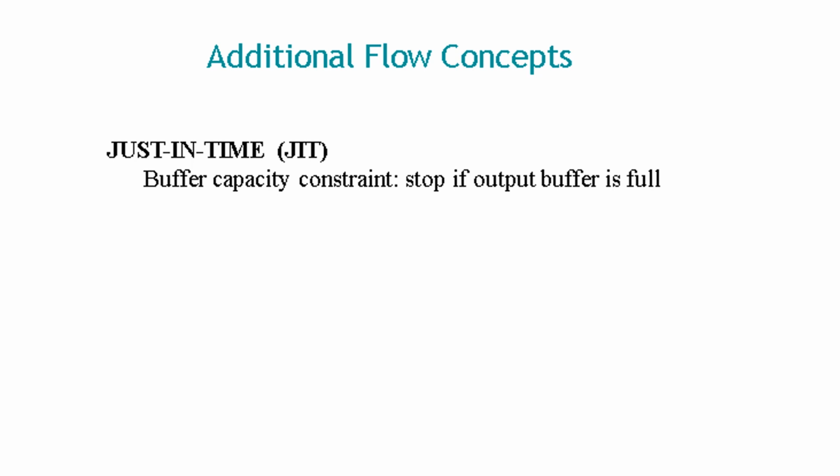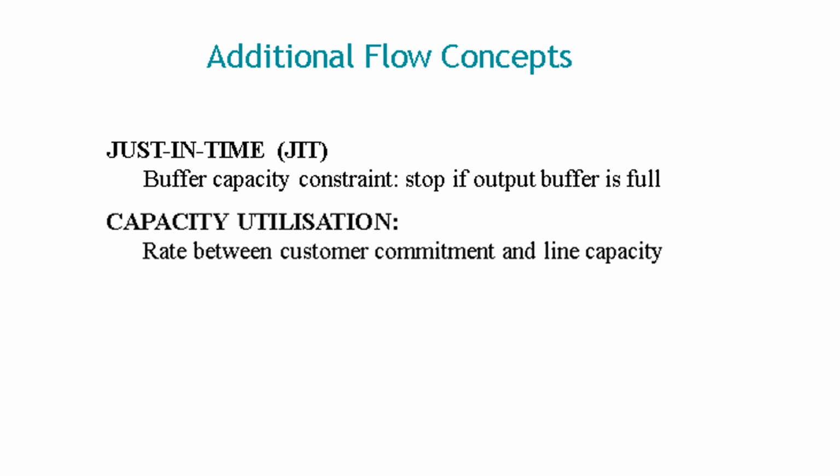This mode of operation is called pull system as opposed to push system, where the items are pushed into the line and they are processed as they come, in case of no buffer constraints. Capacity utilization is the rate between customer commitment and line capacity.